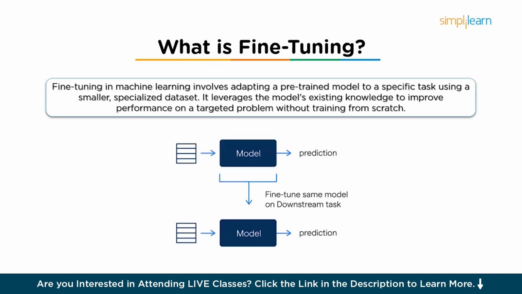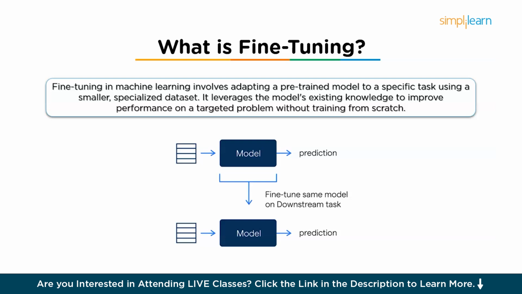But what is fine-tuning? Fine-tuning is a critical concept in machine learning, particularly in the context of transfer learning, where a pre-trained model is adapted for a specific task or application by further training on a smaller specialized dataset. The idea behind fine-tuning is to take advantage of the general knowledge a model has already learned from a large dataset and adjust it to perform better on a more specific problem without having to start from scratch.